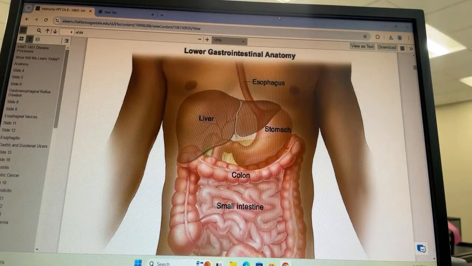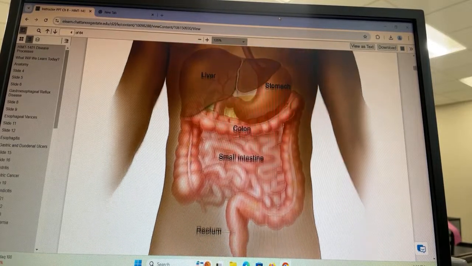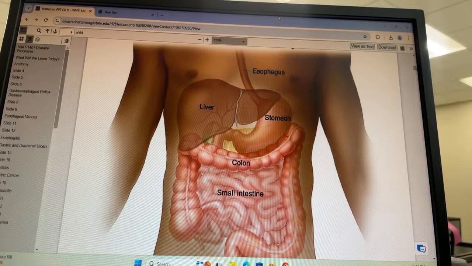So let's go over some of the anatomy quickly. Like I said, we're going to skip the mouth and the teeth, and we're just going to start with the lower GI. So that includes the esophagus, the stomach, the large intestine, small intestine, and the rectum. So here you can kind of see the layout of where everything is.